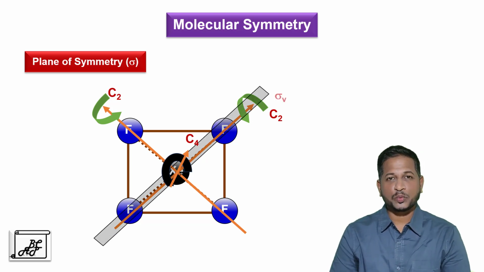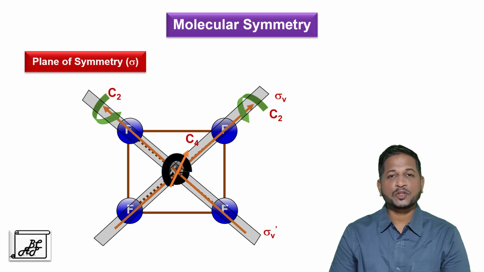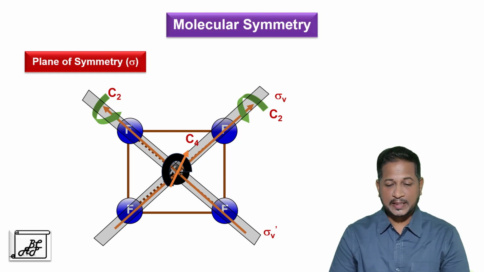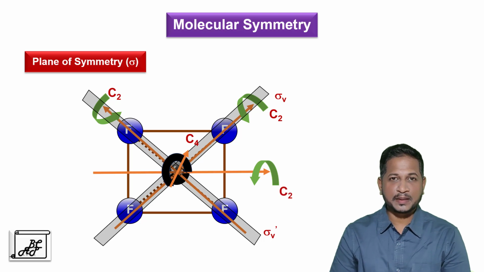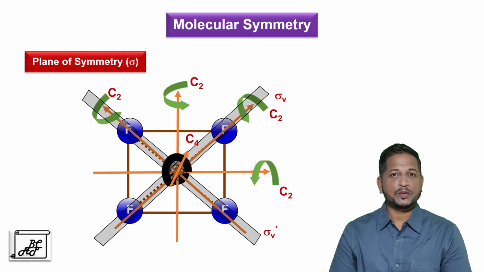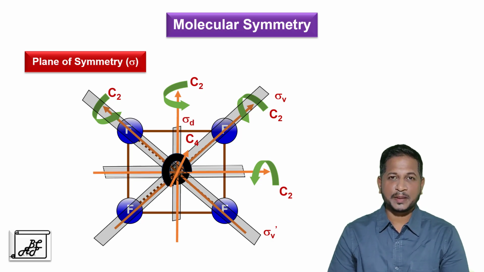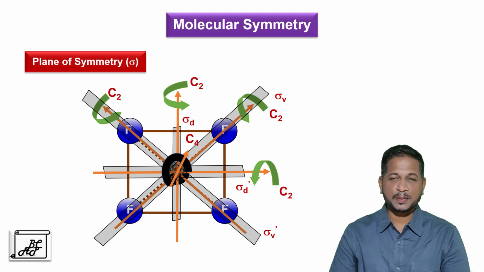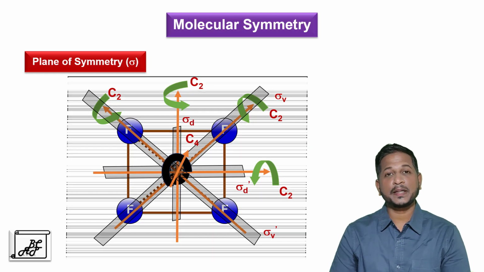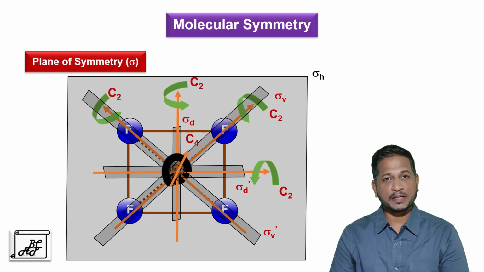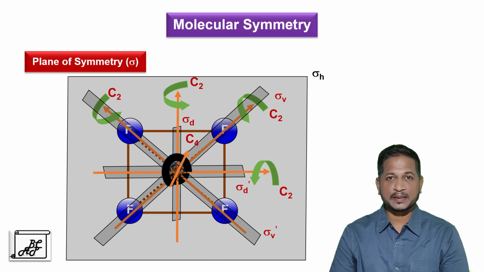Now these planes which contain the principal axis of symmetry are called vertical planes. So there are two vertical planes, we can see sigma v and sigma v dash. Now there are two more C2 axes of symmetry which bisect the angle formed between the first two C2 axes of symmetry. Now the planes which consist of these C2 axes of symmetry are called dihedral planes. So in XeF4 molecule there are two dihedral planes, and the third plane which is perpendicular to the principal axis of symmetry, which consists of all the 5 atoms in XeF4 molecule, is called the horizontal plane. So these are the three planes of symmetry in XeF4 molecule.